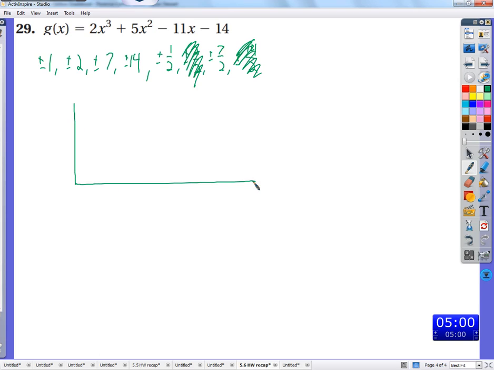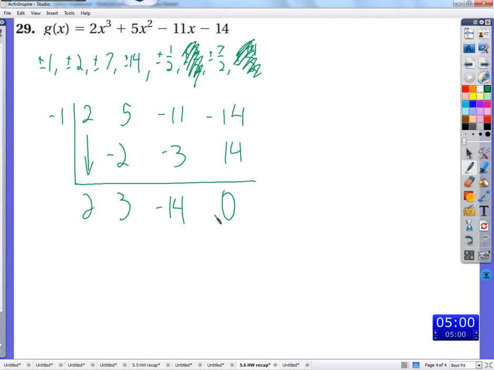Any zeros we already know work? Negative 1. Is this set up correctly? Yes. So far, no zeros needed. Any blank spots? We go 2, negative 2, 3, 3, negative 14, 14, 0, there we go. Okay? Somebody want to finish it up for us? Show us how to finish this up.